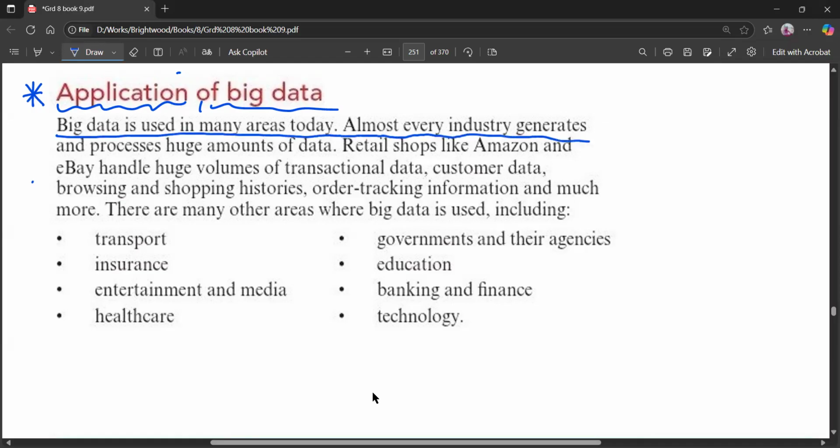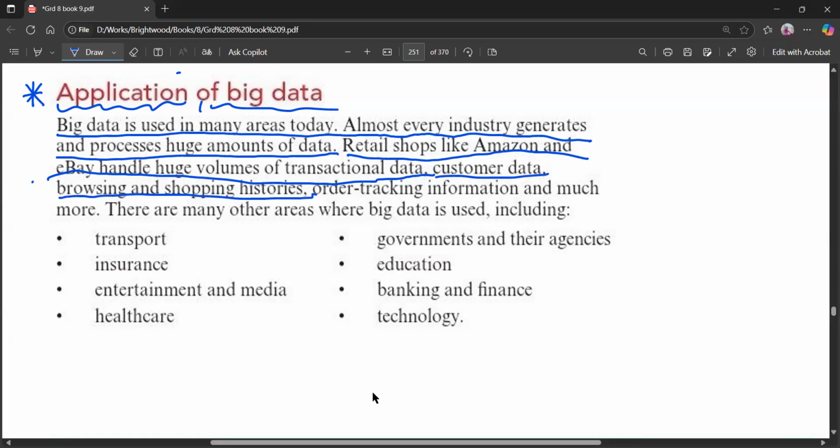Almost every industry generates and processes huge amounts of data. Retail shops like Amazon and eBay handle a huge volume of transaction data, such as customer data, browsing and shopping histories, order tracking information, and much more.